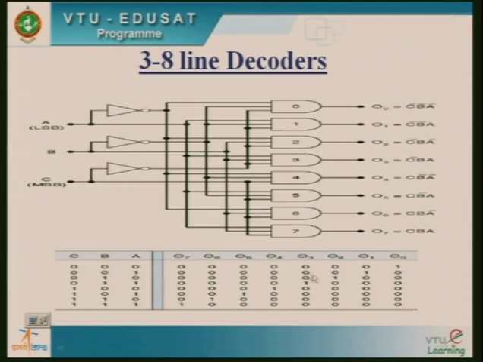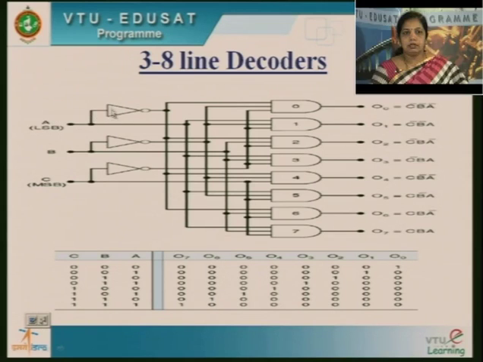So I have written the same truth table here. You can just see 3 combinations A, B, C. This represents MSB, LSB, and this is complement of A, complement of B, complement of C. So you have got 8 AND gates, and 0 to 7 represents 8 outputs. So at a time one of the outputs will be high.